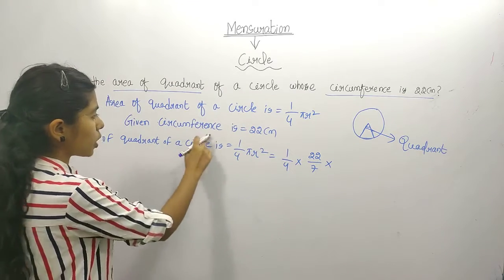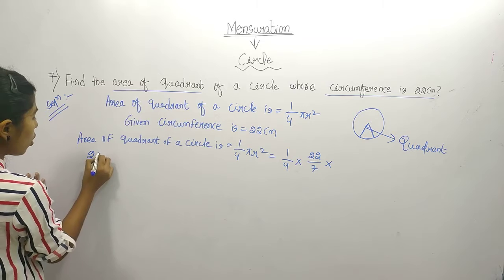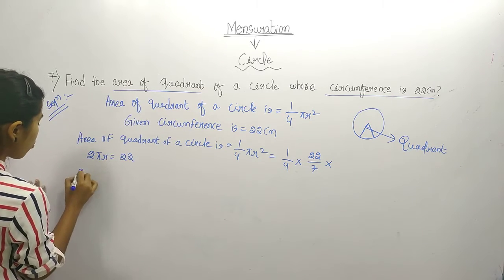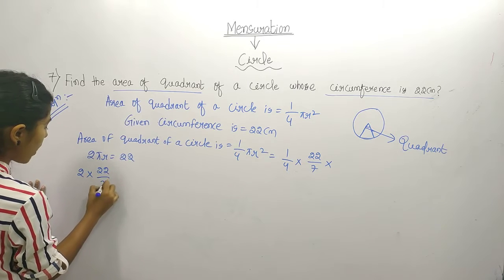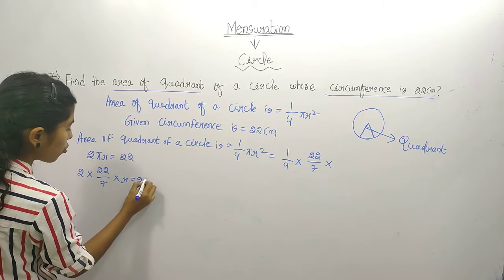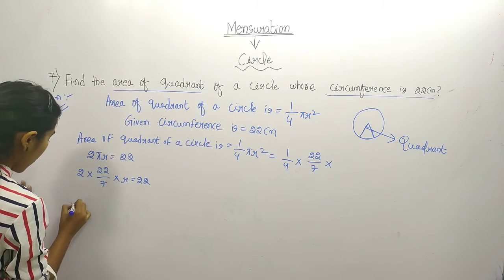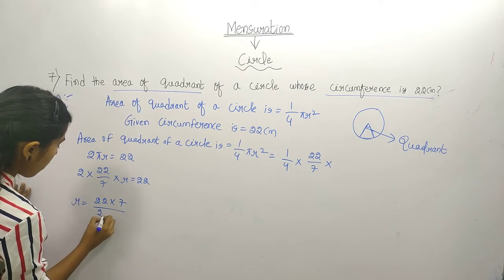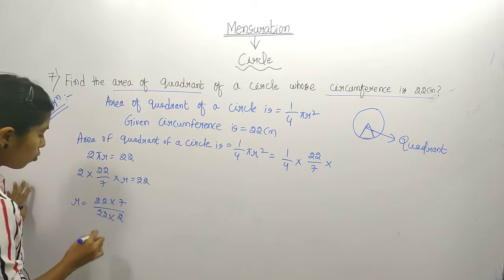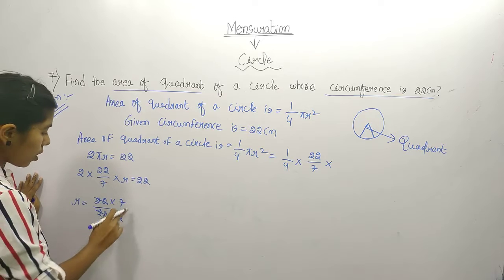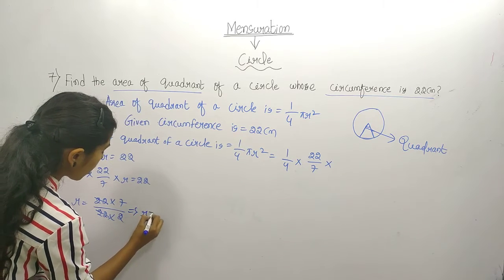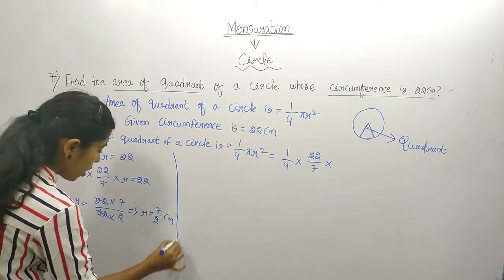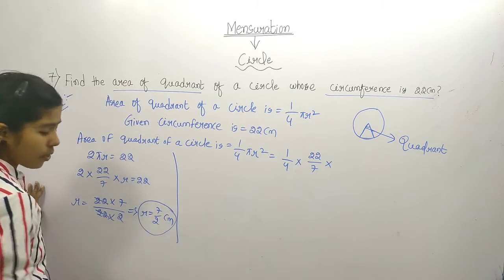Here you see, first you find out the circumference. 2 pi r equals 22. So 2 into 22 divided by 7 into r equals 22. Here you have to find the radius. Radius equals 22 into 7 divided by 22 into 2. 22 and 22 will cancel each other. So that implies r equals 7 divided by 2 cm. So we got the value of r, which is 7 by 2 cm.